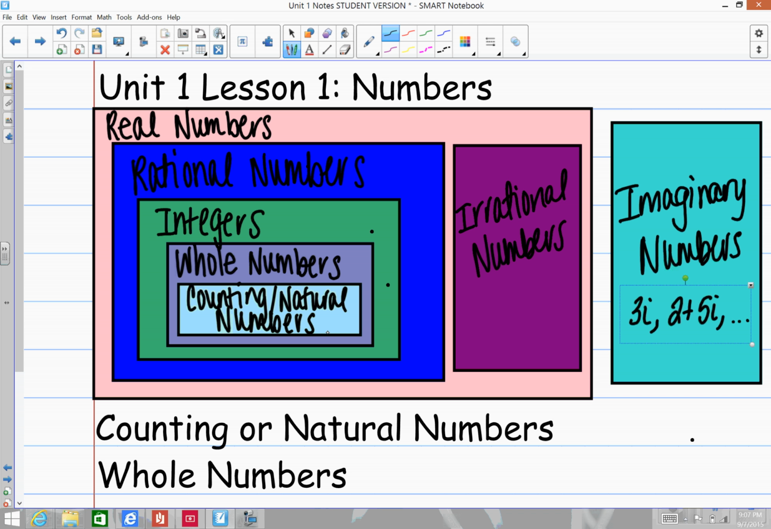Counting numbers are inside of this whole numbers box, because whole numbers include the counting numbers. This is like saying 1, 2, 3, 4, 5, 6, 7, dot, dot, dot, plus 0 is also included. So for whole numbers, the only new number in there is 0. Integers include all of those numbers, the 0, 1, 2, 3, 4, 5, and so on, but they also include the negatives. That's why these boxes here are inside of integers.